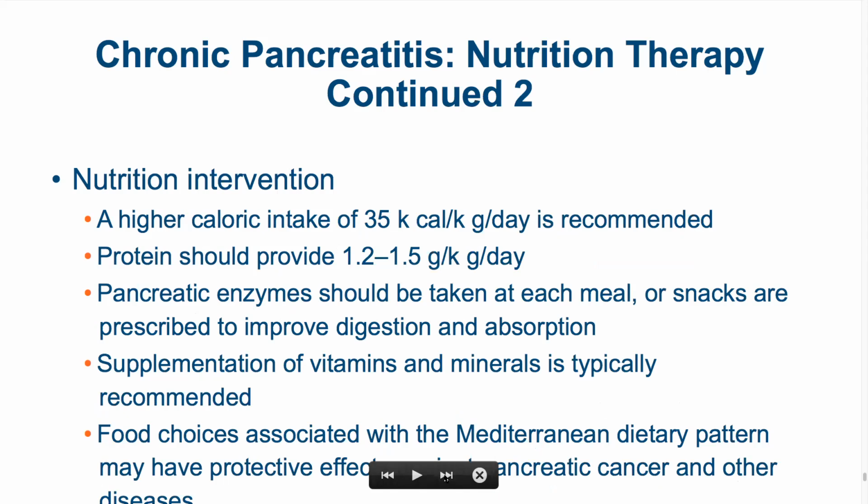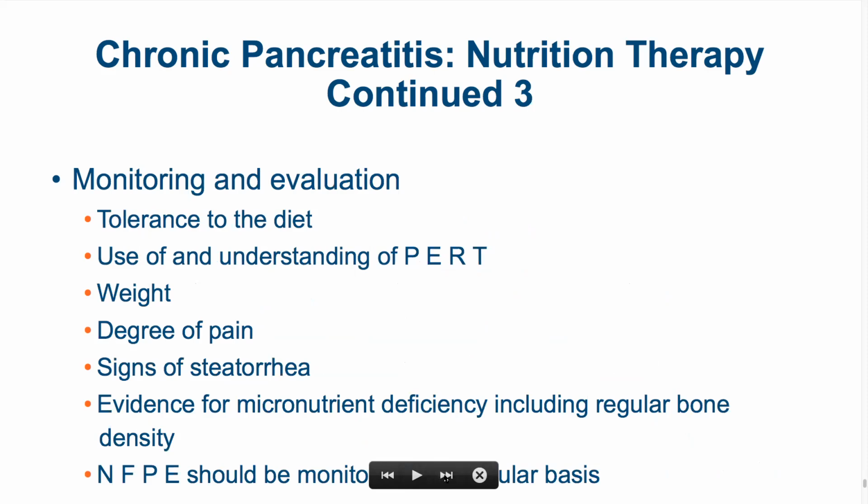Pancreatic enzymes should be taken at each meal and or snack or prescribed to improve digestion and absorption. Supplementation of vitamins and minerals is typically recommended. Food choices associated with the Mediterranean dietary pattern may have a protective effect against pancreatic cancer and other diseases. Monitoring and evaluation: tolerance to the diet, use and understanding of the PERT, weight, degree of pain, signs of steatorrhea, evidence of macronutrient deficiency, including regular bone density.